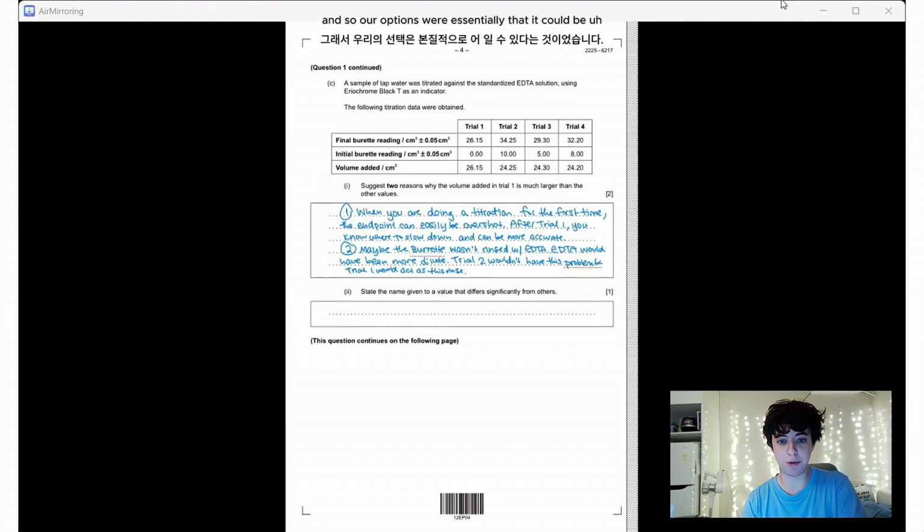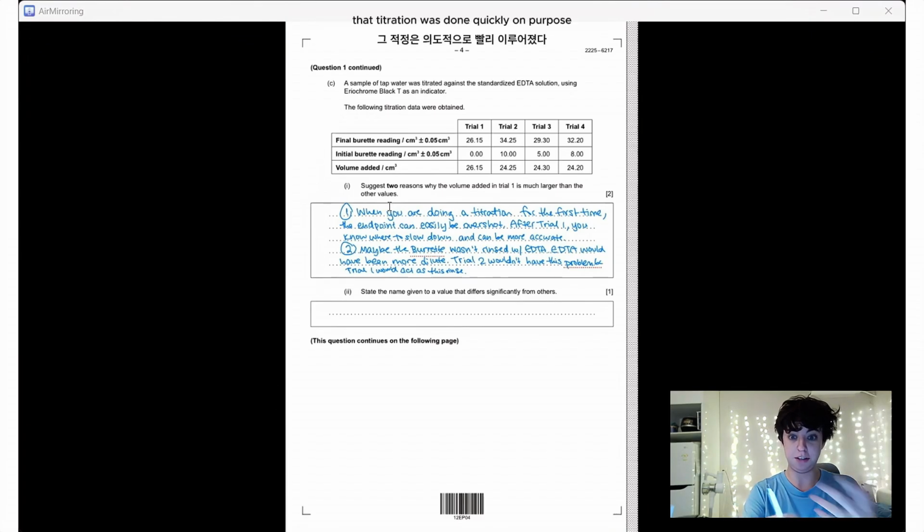Our options were essentially that once again, the titration was done quickly on purpose to really get an estimate, that it was not rinsed with EDTA, or that it was contaminated. So both of my options were correct.